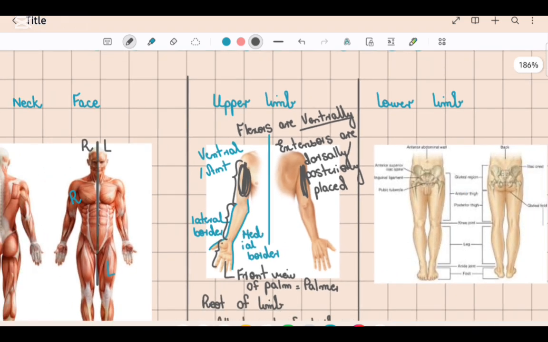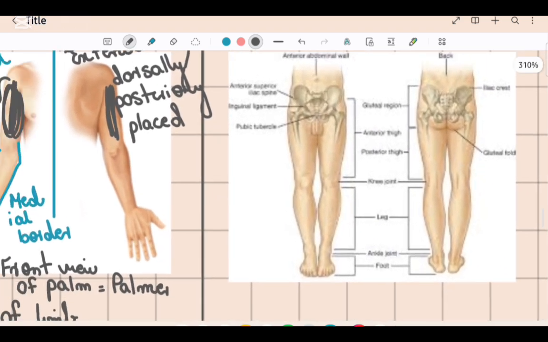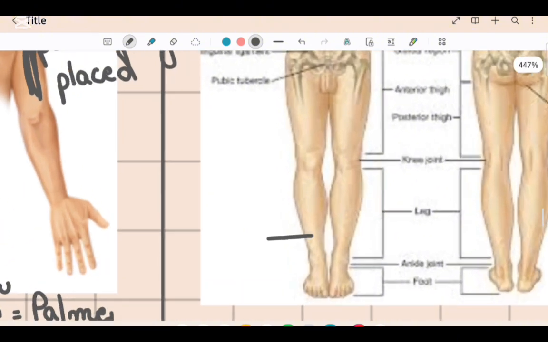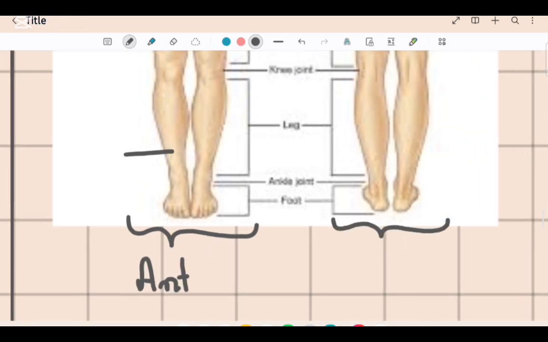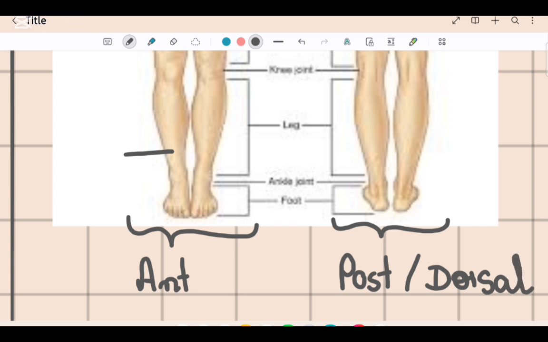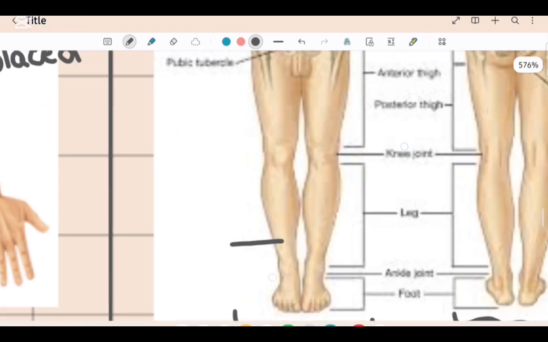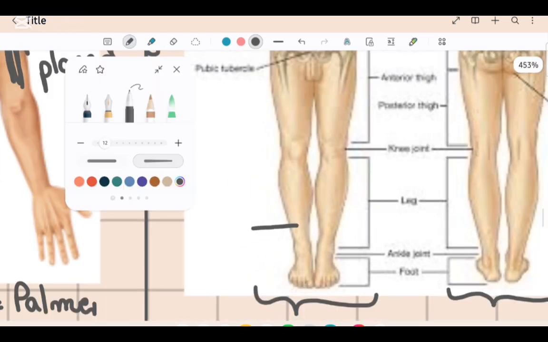Now we are having the terms that are used in relation to your lower limb. So the first is basically the anterior and the posterior. When you are viewing the front aspect of your lower limb, that's the anterior view, or the ventral view. This is the back aspect of your lower limb, so that's the posterior, or the dorsal view of your lower limb. Now the medial border and the lateral border. So let me again draw that line.